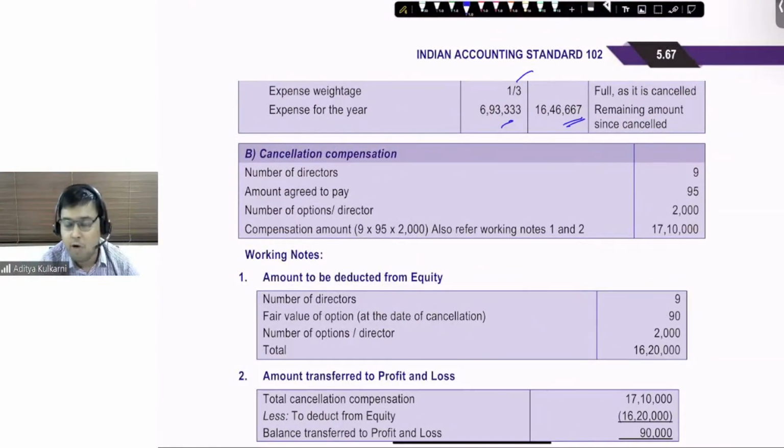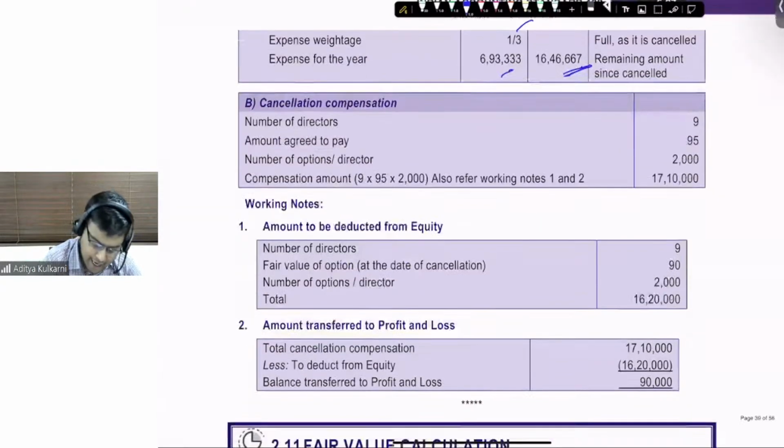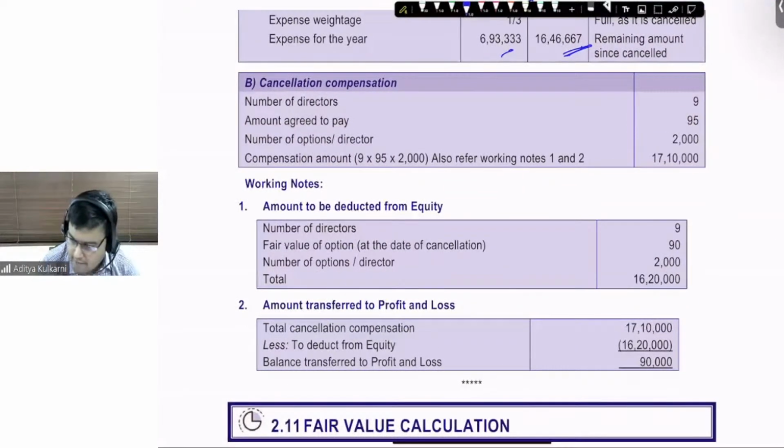Sir, are you giving the option? No, I'm not giving the option. I'm giving something more than the option. So therefore the ESOP expense also will come, plus the cancellation compensation also is going to come. So record this entire expense here, and cancellation compensation is going to be 9 directors into 95 into 2,000, 17,10,000. Out of 17,10,000 on that date, on the cancellation date, the fair value of option is 90.